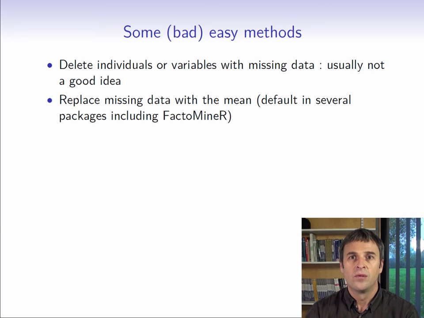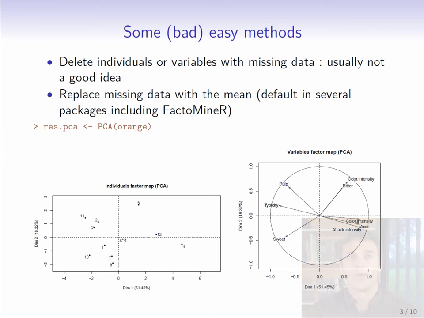A different way to go about things is to replace each missing value by the mean over the relevant variable. This is the default thing that happens in many software packages, including FactoMineR. So, if we run a standard PCA as previously, PCA(orange), we get the PCA plots from the dataset in which missing elements have first been replaced by the mean of the relevant variables. This is a rather unsophisticated way to approach the question.